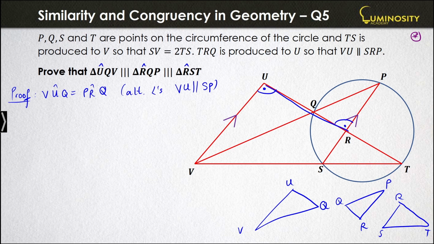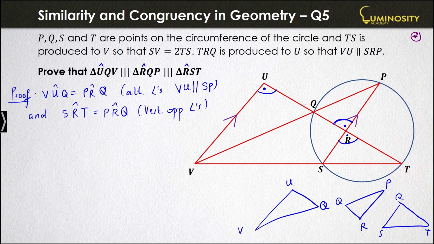So these are alternate angles, and those are equal to each other. And furthermore, angle SRT must be equal to angle PRQ by vertically opposite angles. Angle SRT is this one here, and that must equal angle PRQ, which is this one here. So those are vertically opposite angles.